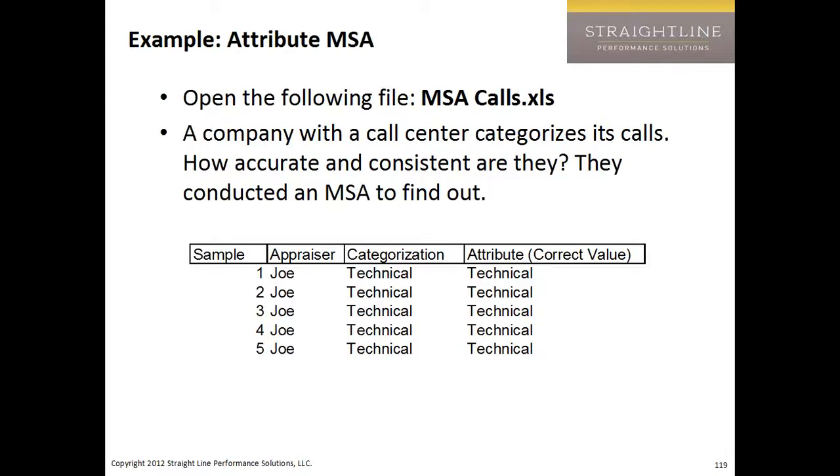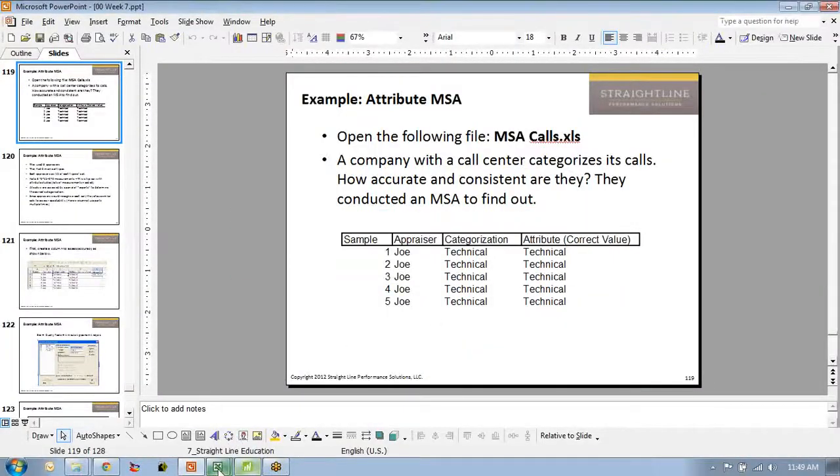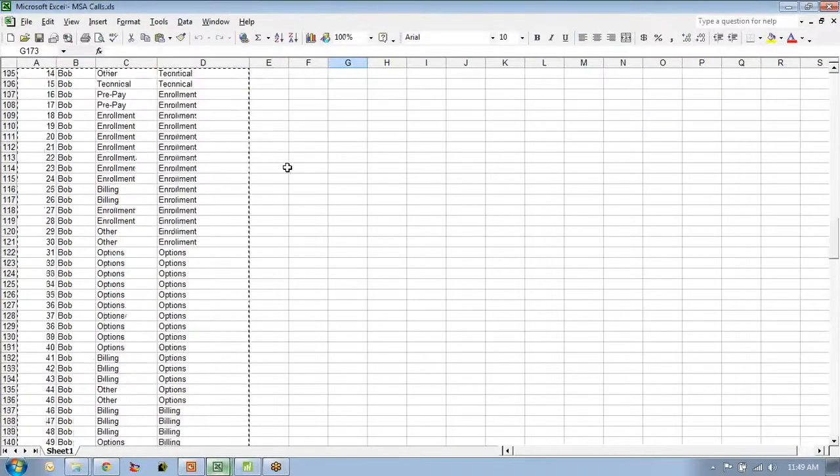Okay? All right, so what we're going to do is use the file MSA calls, and we're going to think of a company. It's a call center. Think of Microsoft maybe, or maybe your bank. But let's stay with Microsoft. You call up Microsoft, and they're going to categorize their calls as maybe billing or technical or whatever. In this file, we have a number of different sample calls, and we have the appraiser. We're going to give those samples to multiple appraisers, and we're going to see what they appraised it as and what the correct one was. Okay, so let's take a quick look at that file, which I've got open right here, MSA calls.